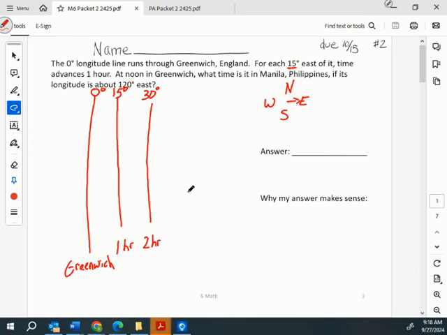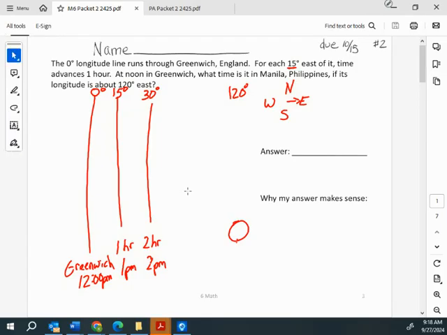You're going to continue this until you get to 120 degrees, and you'll see what hour you are at. So if it says at noon in Greenwich, so it's 12 o'clock here. If I add an hour on to 12 o'clock p.m., because that's what noon is, what time is it 15 degrees later? I add that hour on, and it would be 1 p.m. Then it would be 2 p.m. I'm going to keep adding that hour on the bottom, and I'm going to see what hour we are at when we make our way up to that 120 degrees. Does that make sense? Okay, let's look at our next page.